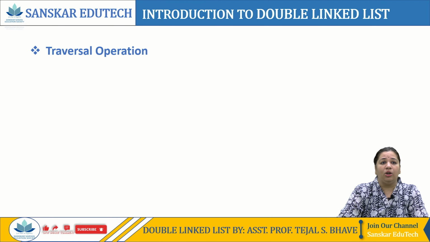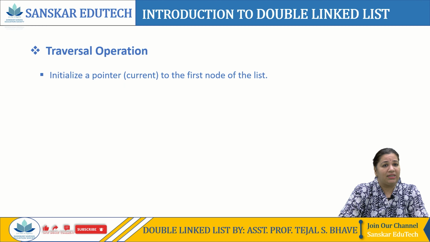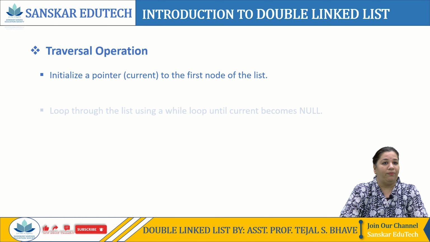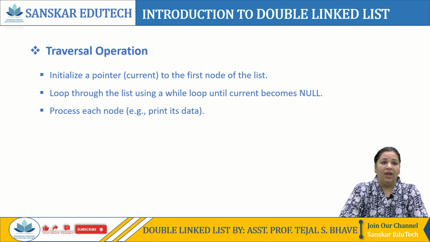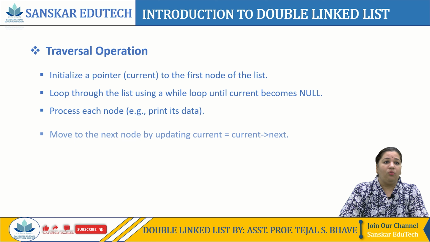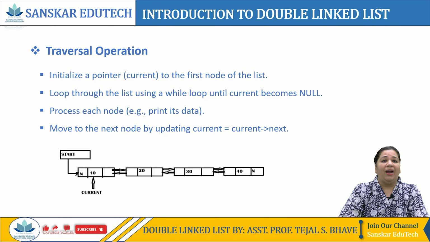Now this will be the algorithm for the traversal. First step will be initializing a current pointer to the first node of the list. Then we have to loop through the list using a while loop until current becomes null. This processes each node and prints its data. Now move to the next node by updating current to current's next.